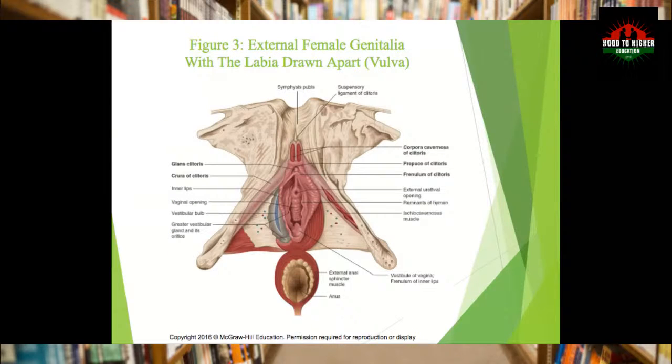Now, this is a diagram of the female genitalia with the labia drawn apart. This might be a good opportunity to pause the video and take a closer look.